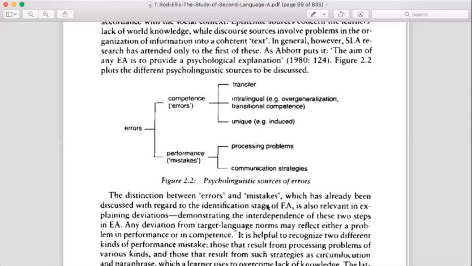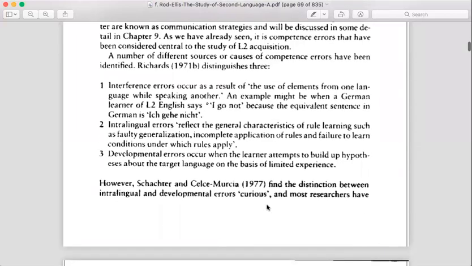Okay, and then the performance errors are maybe because of the processing processes and communication strategies. That means the person has that in his competence, but he's unable to perform the competence, as we say. Right? Now, moving on to some other sources of errors, maybe the kind of errors also. These sources lead to the types of errors. Like interference is a source, and that leads to interference errors.